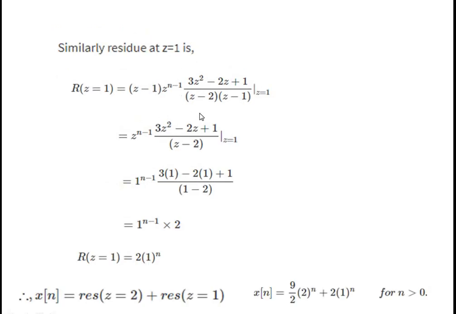Similarly we can find the residue at the pole z equal to 1. The formula is the same: z power n minus 1 into x of z with the corresponding denominator at z equal to 1. After substituting z as 1, we get the residue as 2 into 1 power n. To get x of n, that is the inverse Z transform, we have to sum up all the residues. So far we have found two residues in this problem, and adding these two gives x of n.